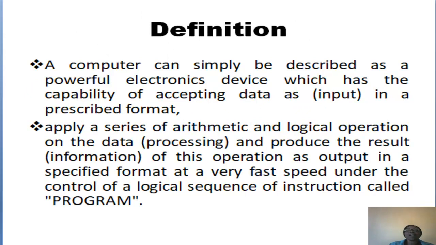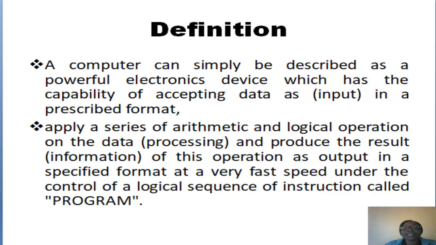Simply, we can define a computer as an electronic device. That is the general definition. A computer is an electronic device that is capable of processing data and giving out information. So that is just the simple definition.